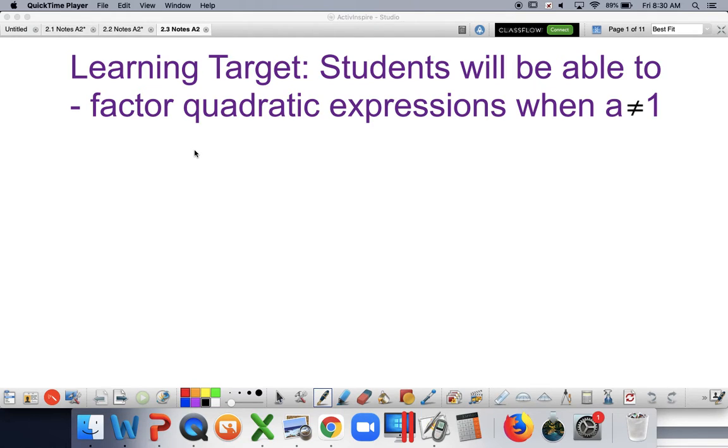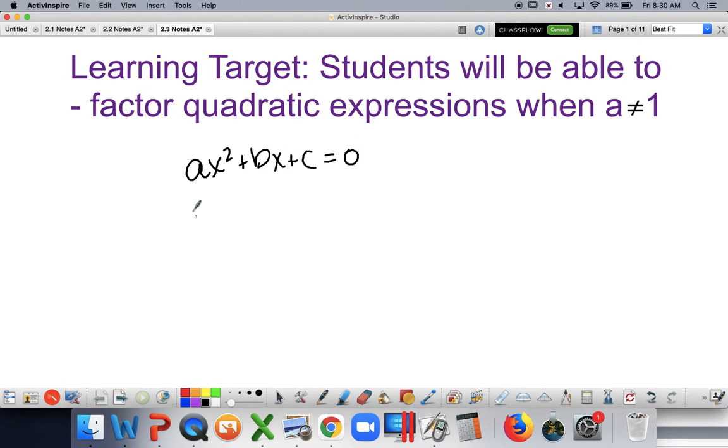Today's learning target is that we are going to be able to factor quadratic expressions when a is not equal to 1. So we're going to go off of what we did last class, where we had our ax squared plus bx plus c equal to 0, and then we've kind of factored it down. Today I'm going to show you an algorithmic process. It's like steps 1, 2, 3, and it will work every time. You just cannot skip a step as you go through the process.